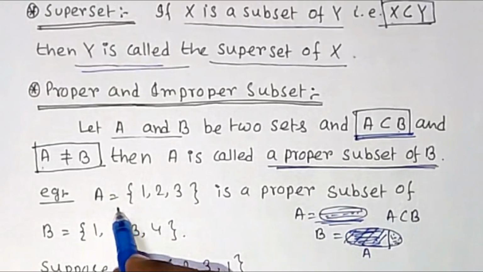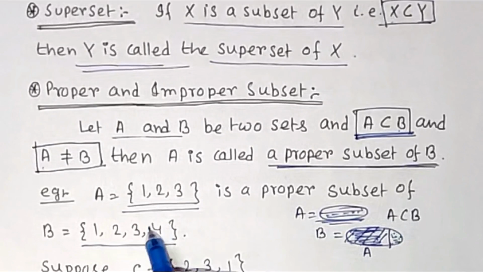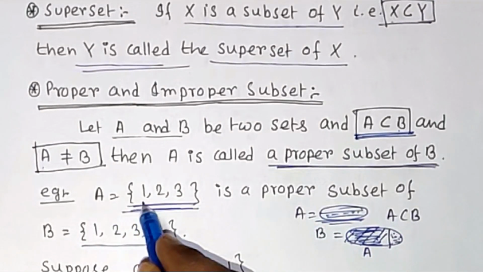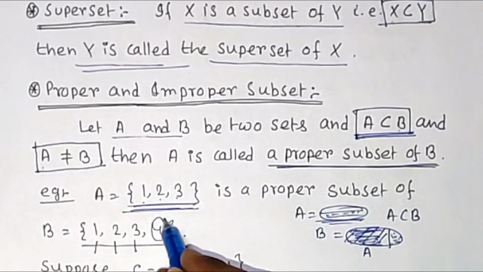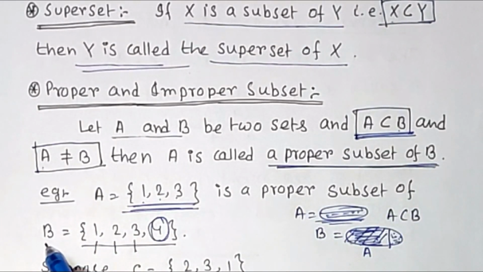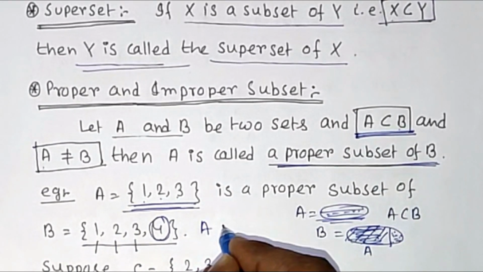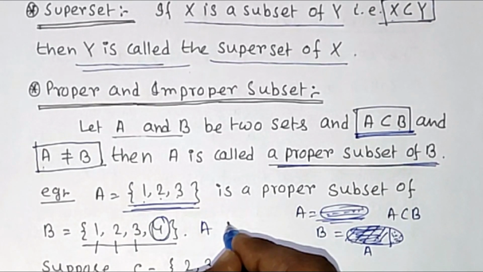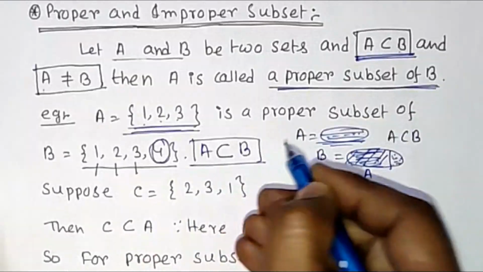For example, A equals {1, 2, 3}, B equals {1, 2, 3, 4}. Look here, all the elements of A, that is 1, 2, 3, are also elements of B, but there is an element 4 which is extra in the set B. So in this case we write A is a proper subset of B, and hence the proper subset is denoted as this symbol. So this is proper subset.